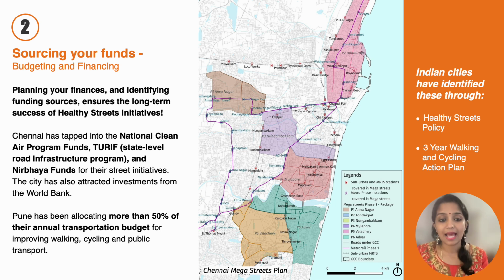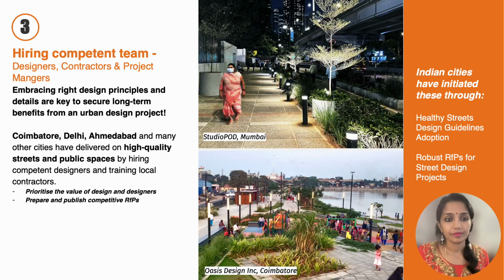Another city that has been taking a very proactive approach towards ensuring that there is a regular annual transportation budget allocated to walking, cycling and public transport is also the cities of Pune and Pimpri-Chinchwad. Now, Indian cities have identified which streets are required to be improved through the 3-year action plan that we discussed in step 1.